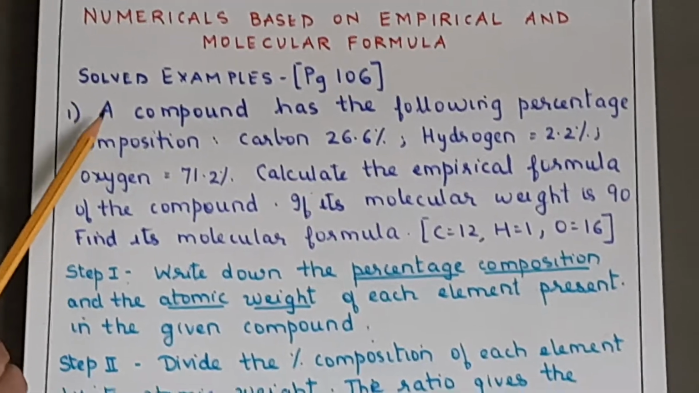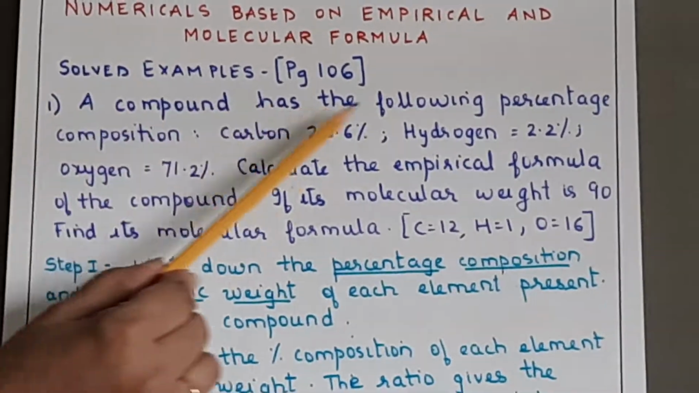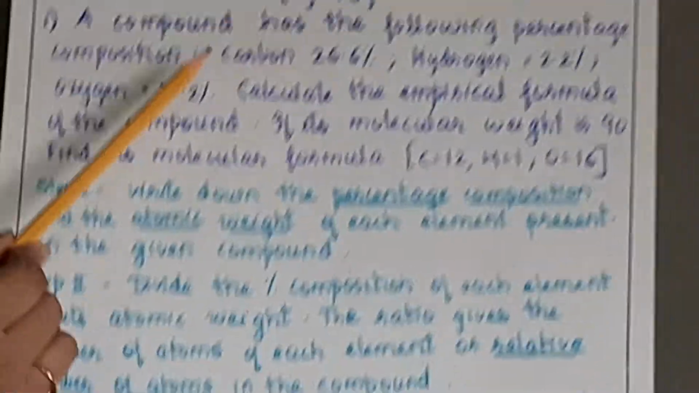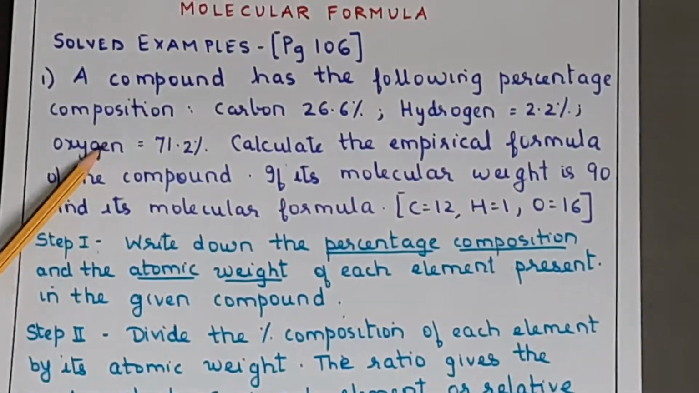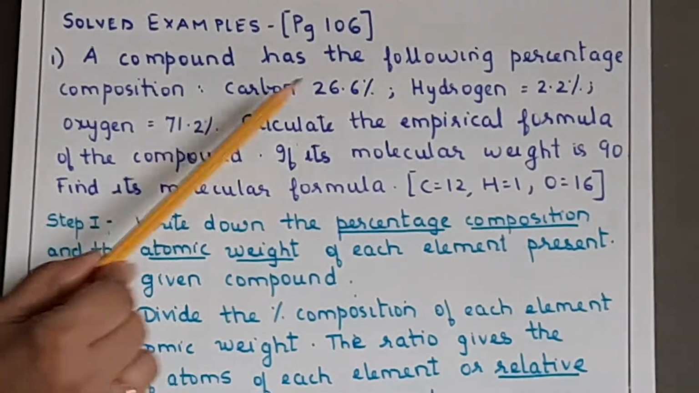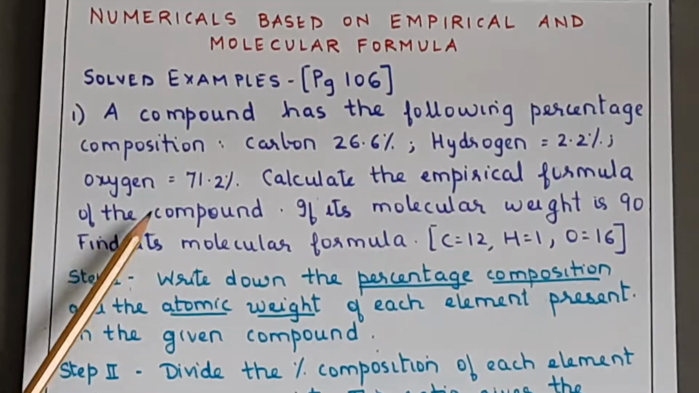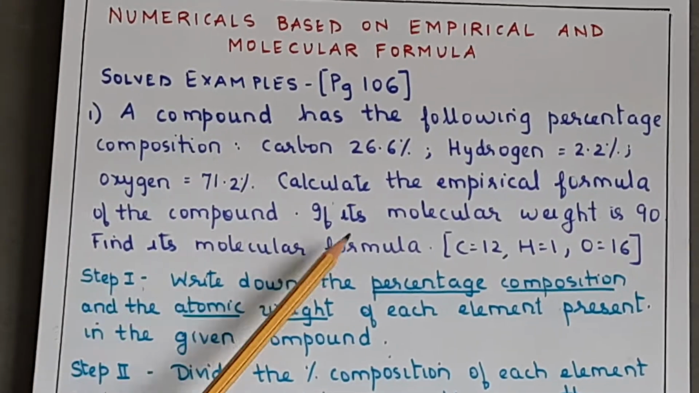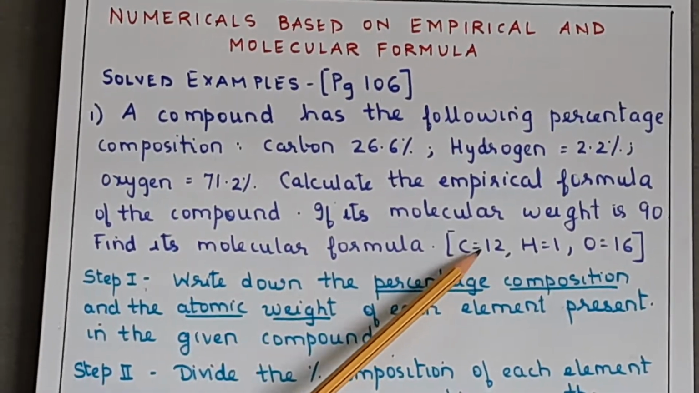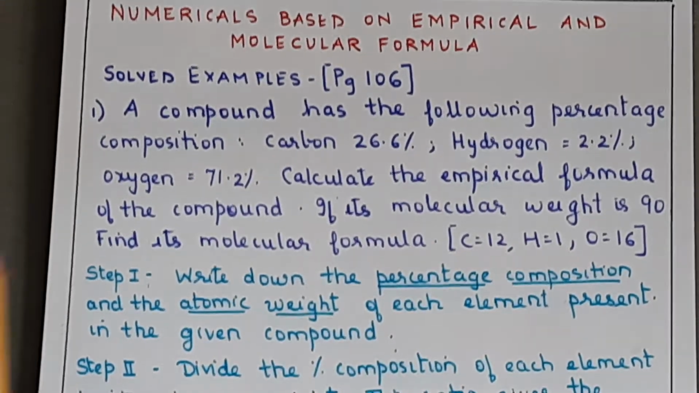So just see the sum: a compound has the following percentage composition: carbon 26.6, hydrogen 2.2, oxygen 71.2. This is given to you in the sum. Calculate the empirical formula of the compound. If its molecular weight is 90, find the molecular formula. And given the atomic weights C 12, H 1 and O 16.